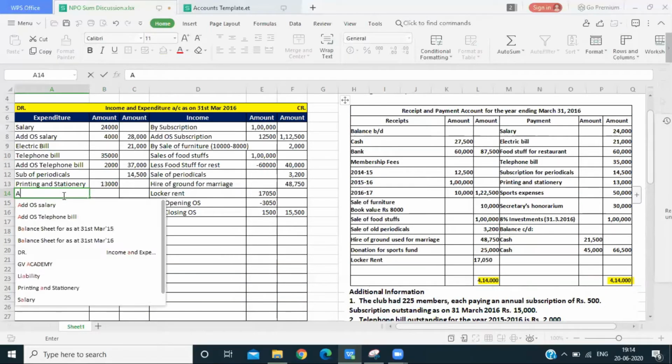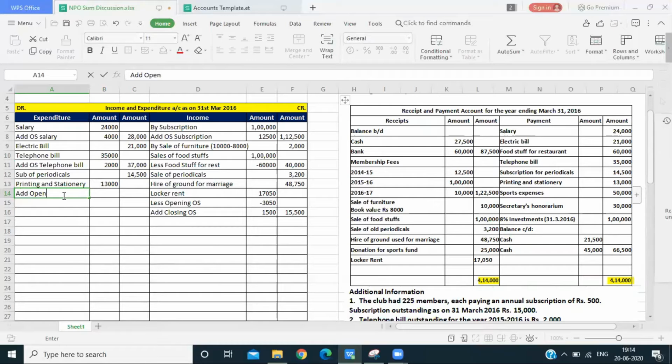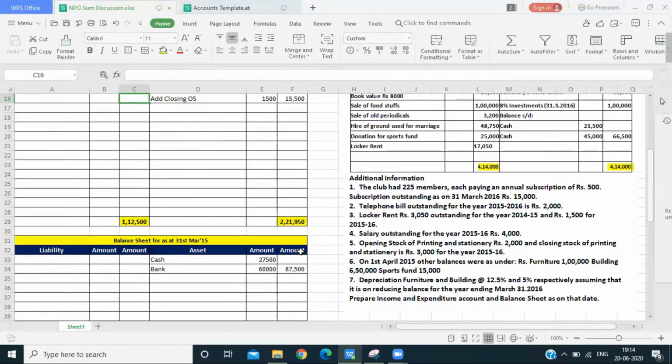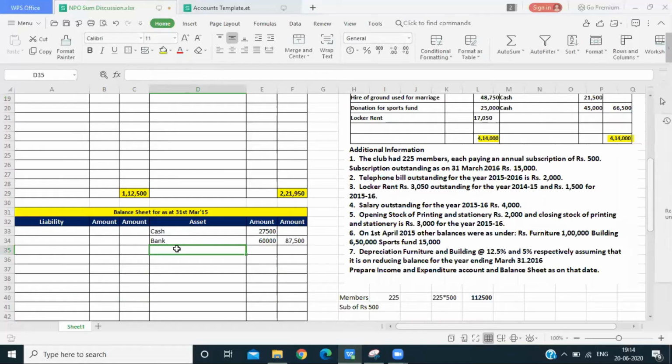So we are going to add the opening stock which is rupees 2,000 and subtract the closing stock, which is rupees 3,000. So our consumption value will be 12,000 rupees. And the important point we need to note here is we need to show this opening stock in the opening balance sheet and the closing stock in the closing balance sheet, which we will show simultaneously.